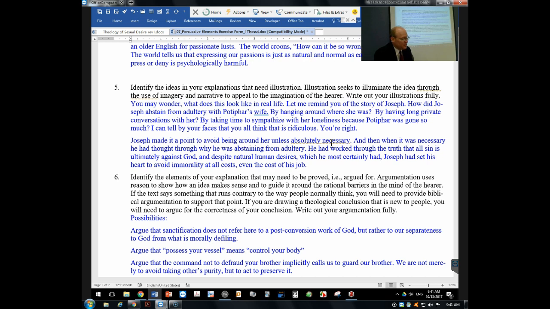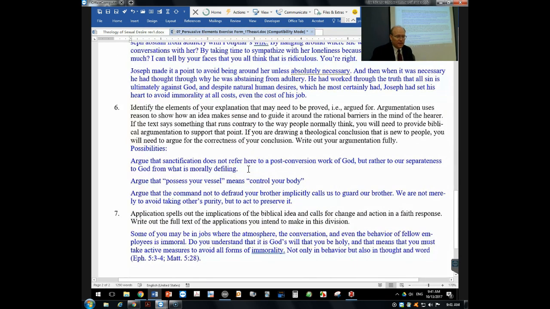If you want a passage to support it, 1 Corinthians 6:18, he that commits immorality sins against his own body. All right. We've talked about argumentation, and I've listed possibilities. I argued in this last point that possess your vessel means control your body. And I also argued that it didn't matter which interpretation you take, that the application is the same.